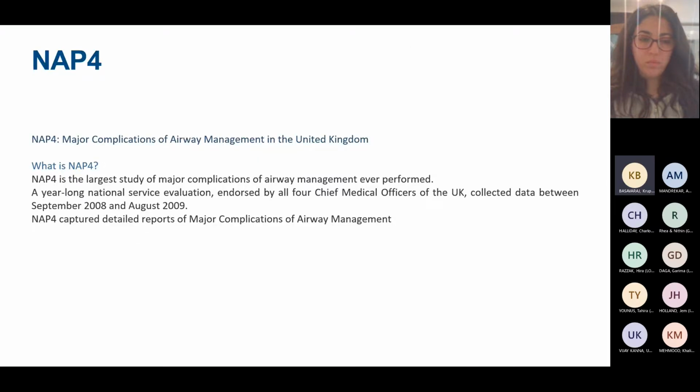That's a bit rare. I did mention most of these have been picked up from something called the NAP4 study. That's the major complications of airway management in the United Kingdom. This was the largest study of major complications of airway which was ever performed. It was a year-long national service evaluation which was endorsed by all the chief medical officers of the UK and collected data between September 2008 and August 2009. NAP4 captured the reports of major airway complications.